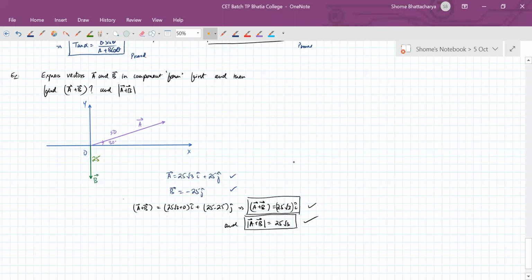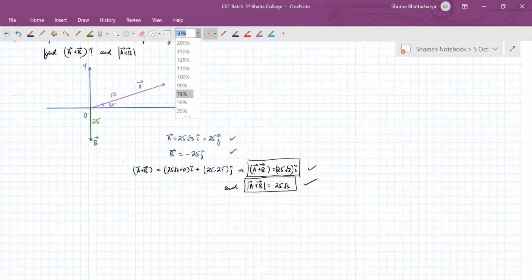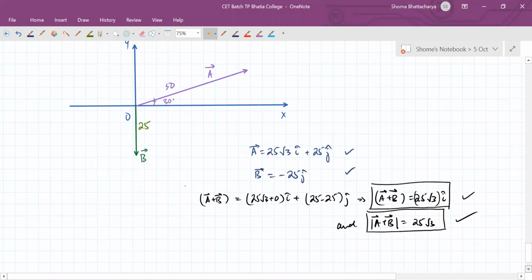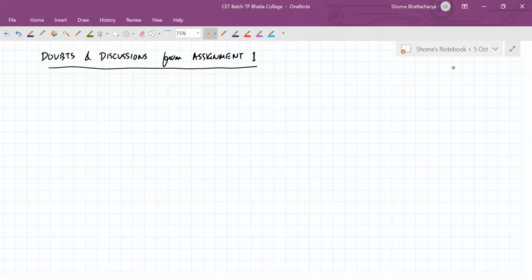Okay people, so hope this is clear. Now with this we will move on to some example questions from assignment 1, which I have sent to you last time. So first of all, do you have any doubts? Let me know if you tried any questions and have doubts from assignment 1.